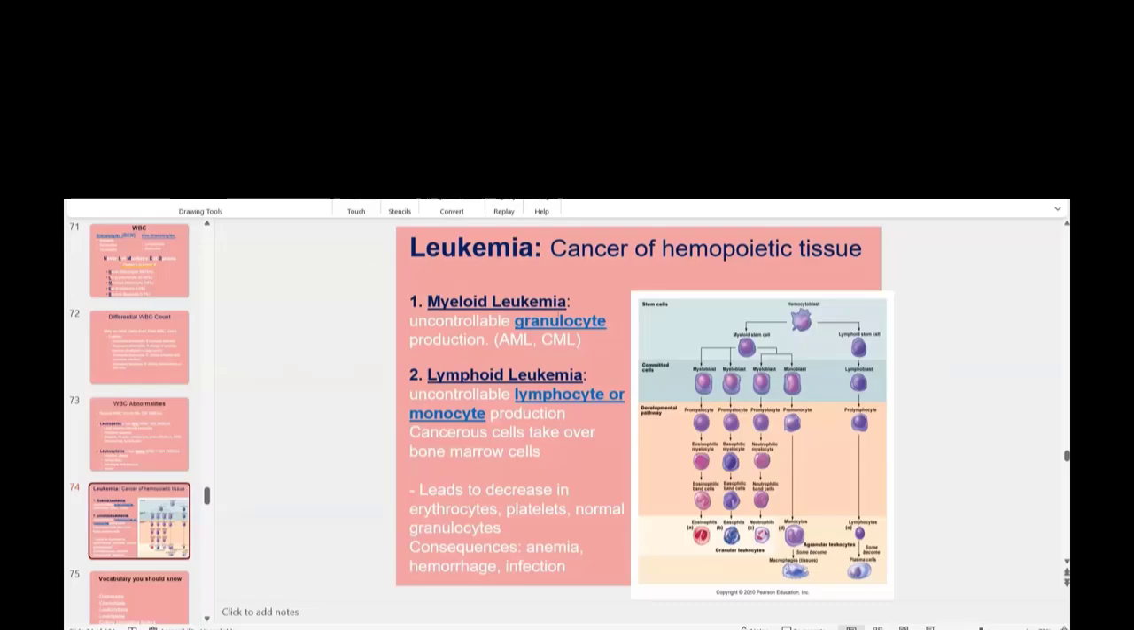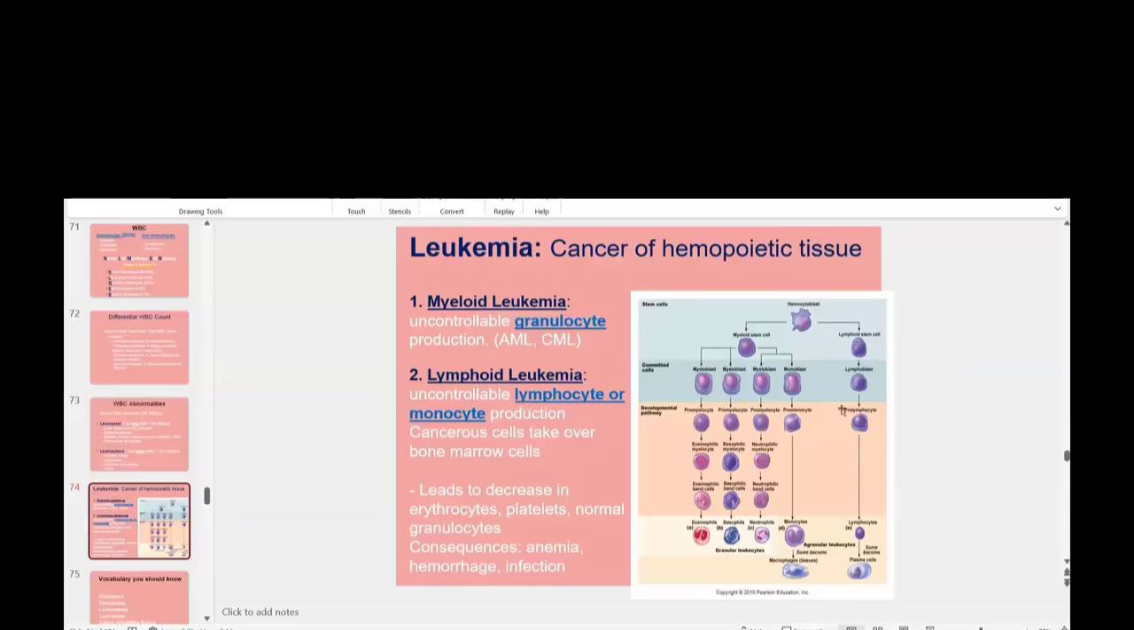So myeloid leukemia, I've already told you that the term myeloid comes from red bone marrow. Myeloid leukemia is uncontrollable granulocyte production, and it could be either AML or CML. A stands for acute, so acute myeloid leukemia, or it could be chronic, C stands for chronic, so chronic myeloid leukemia. These are the two types it could form. Or it could be a lymphoid leukemia.